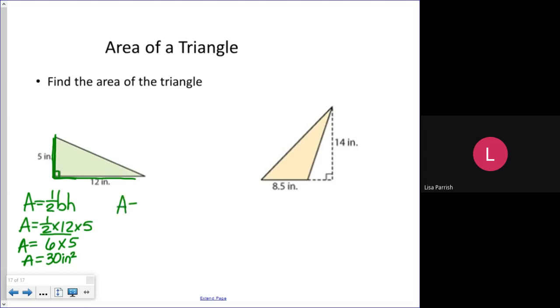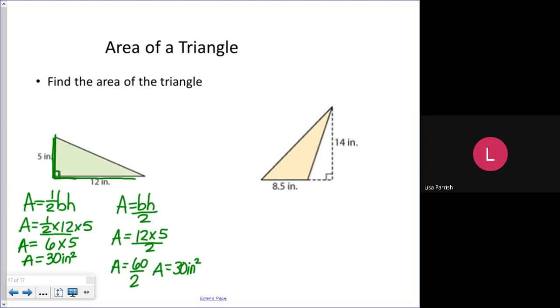If I use the other formula instead, base times height divided by 2, I would do 12 times 5 divided by 2. 12 times 5 is 60. 60 divided by 2, I ran out of room, so I have to go over here. 30 inches squared. So again, you got 30 inches squared either way that you solved that.